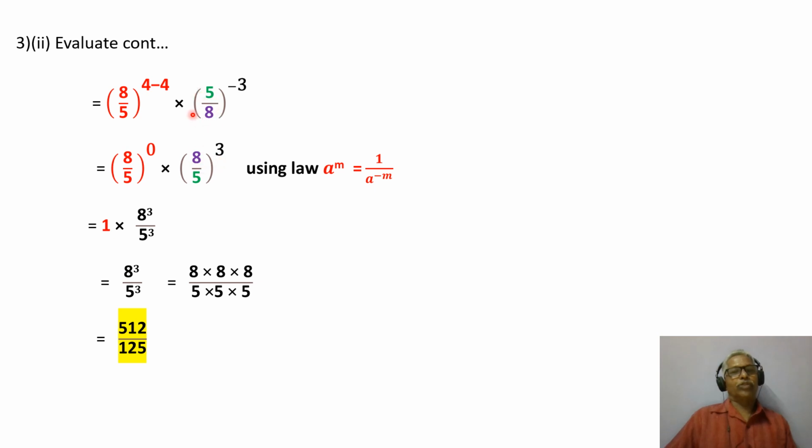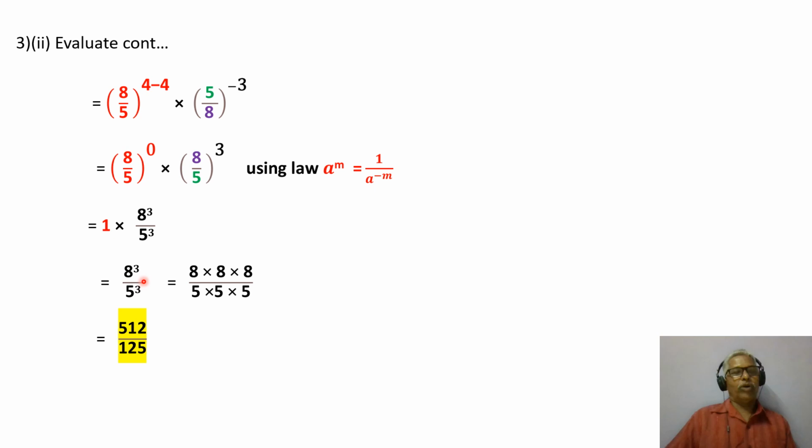So 5 upon 8 raised to minus 3 will be 8 upon 5 raised to plus 3. Now this is 0. We have used this law for this: a raised to m equal to 1 upon a raised to minus m. As this is 0, this will be 8 cube upon 5 cube. Check out which law has been used for this.